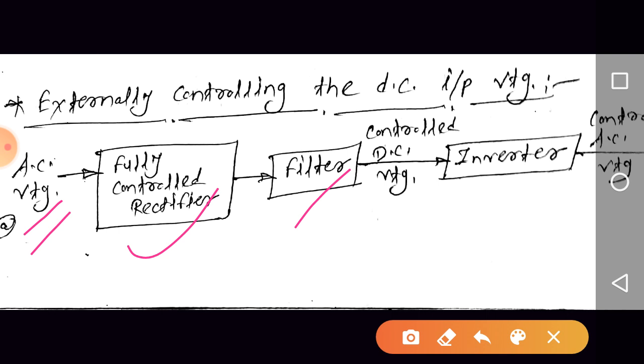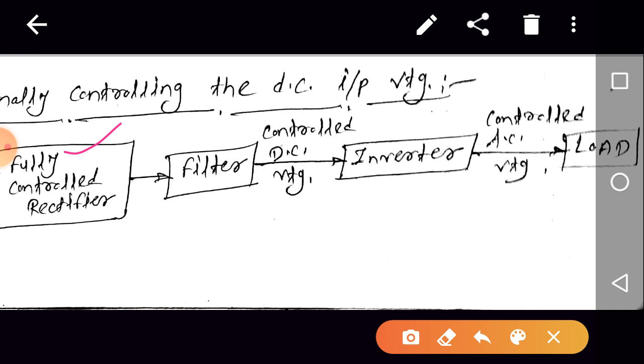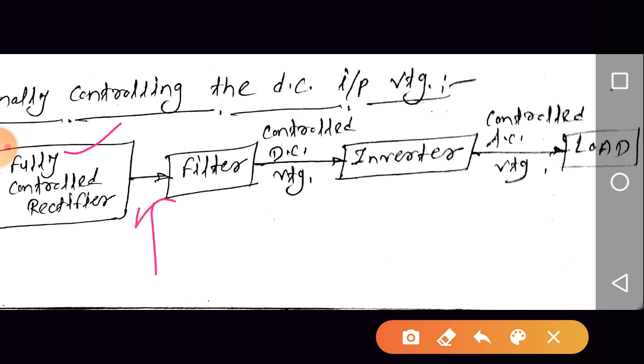After that, the output of the filter circuitry is given to the inverter. As here we are using the fully controlled rectifier, definitely by changing the firing angle of the rectifier, we can change the output of the rectifier. Yes, if the output DC of the rectifier is changing, then what about the input to the inverter? It will be changing, right? So the inverter input is changed, and that's why the inverter output will change.